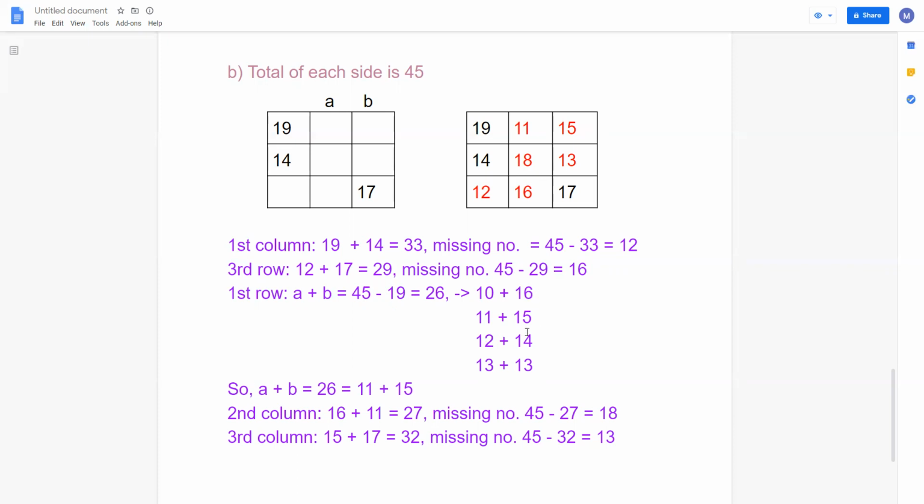Next pair, 11 plus 15. 11 and 15 are not there in these columns, so we can take it. Now another pair, is it possible? 12 plus 14, no. 12 and 14 already came here, so we cannot take that pair also. Then 13 plus 13, the same number, we cannot use two times, so that is also not possible. So which is the suitable pair? 11 plus 15 equals 26. Now see, I have taken here A plus B equals 26, and that 26 we can split as 11 plus 15. So I have written here 11 and 15.